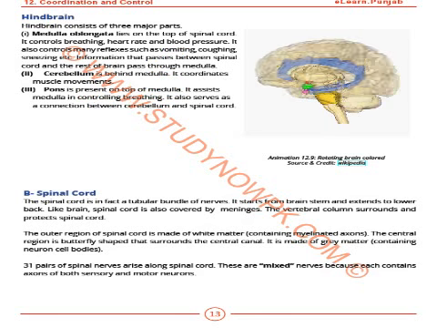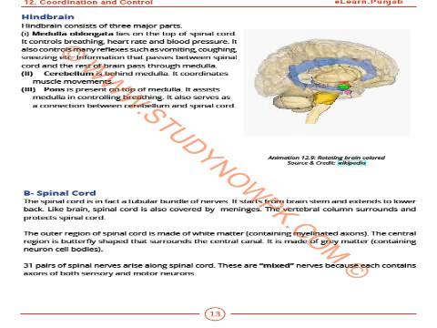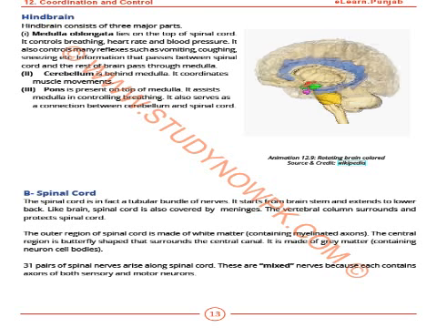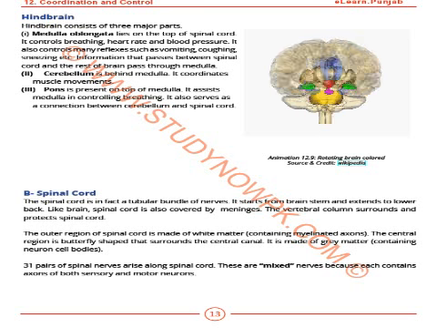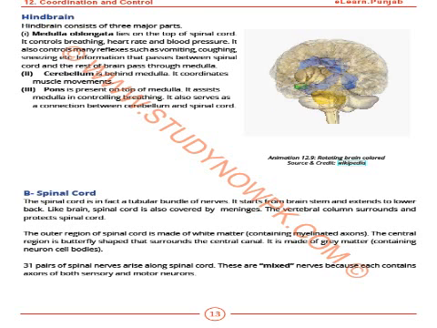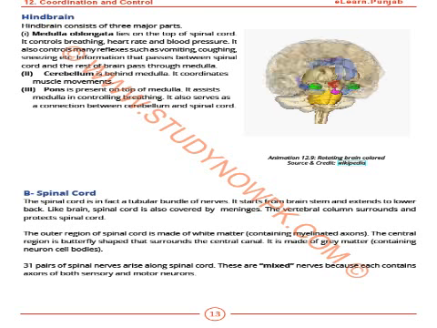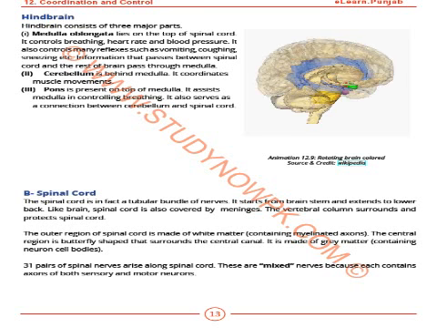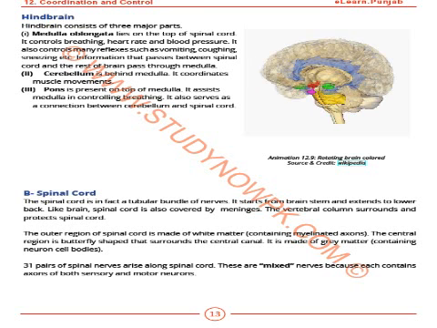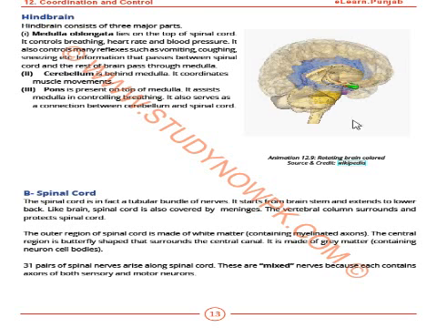Now, the outer region of the spinal cord is made of white matter which has myelinated axons, and the central region is a butterfly shape that surrounds the central canal. The butterfly shape is made up of gray matter, which means it contains neuron cell bodies which are not myelinated. That is why it is known as the gray matter.